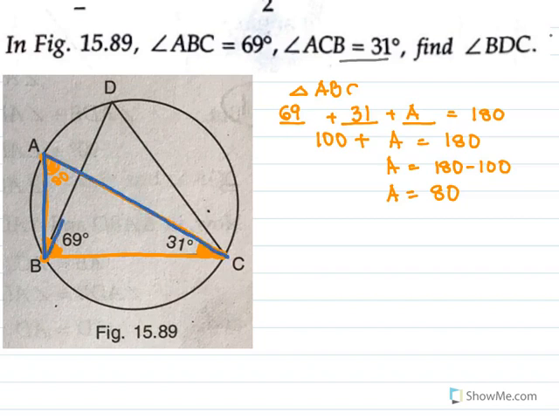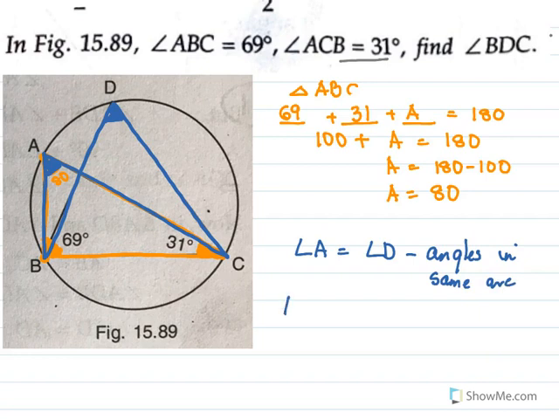And the next step, we will do angle A is equal to angle D. Angles in the same arc. So you have A and you have D, angles in the same arc. So angle A equal to angle D. That is angles in the same arc, and they will be equal. So A equal to D equal to 80. So this angle will be now 80.